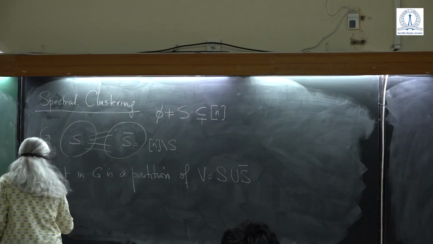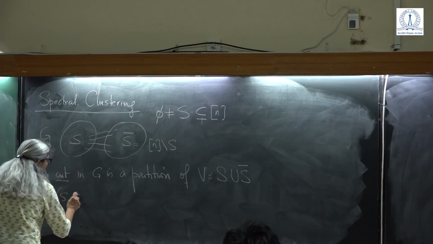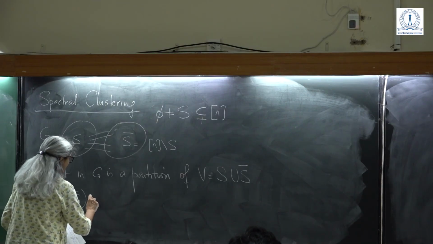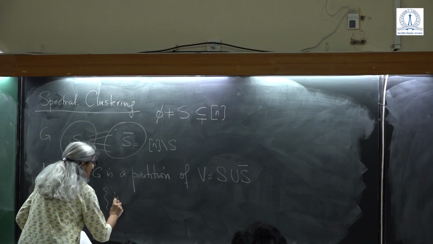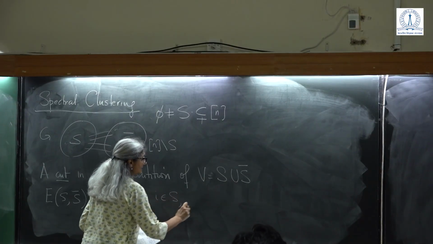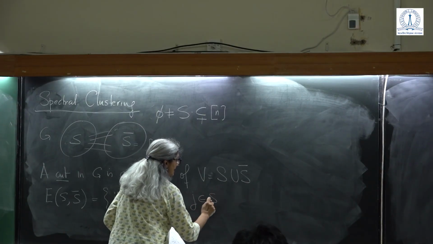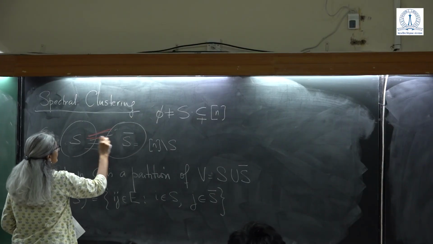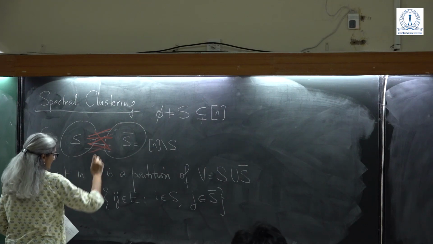Let's let the edges that go from one side to the other side have this notation. These are the ij's in the edge set such that i is in S and j is in S bar. So that's exactly this stuff. These edges, that's this.